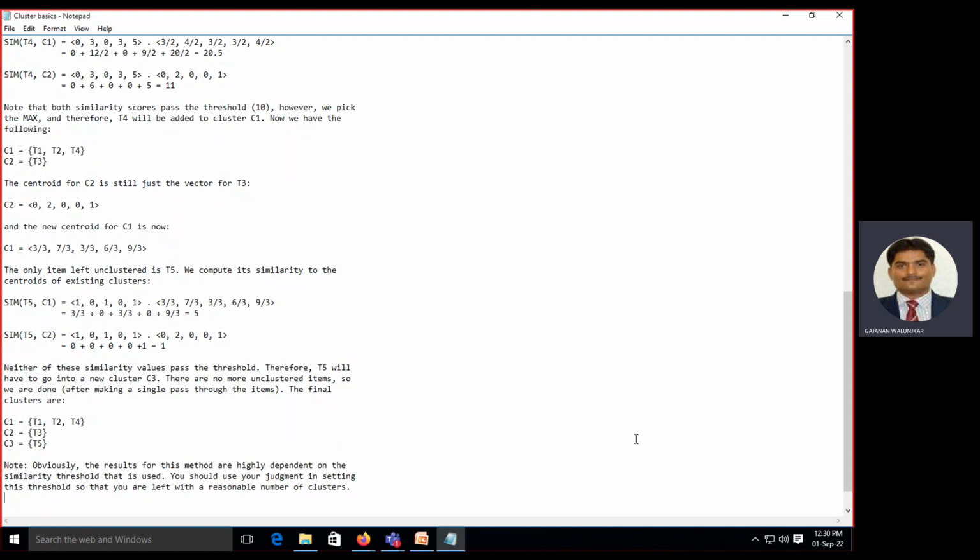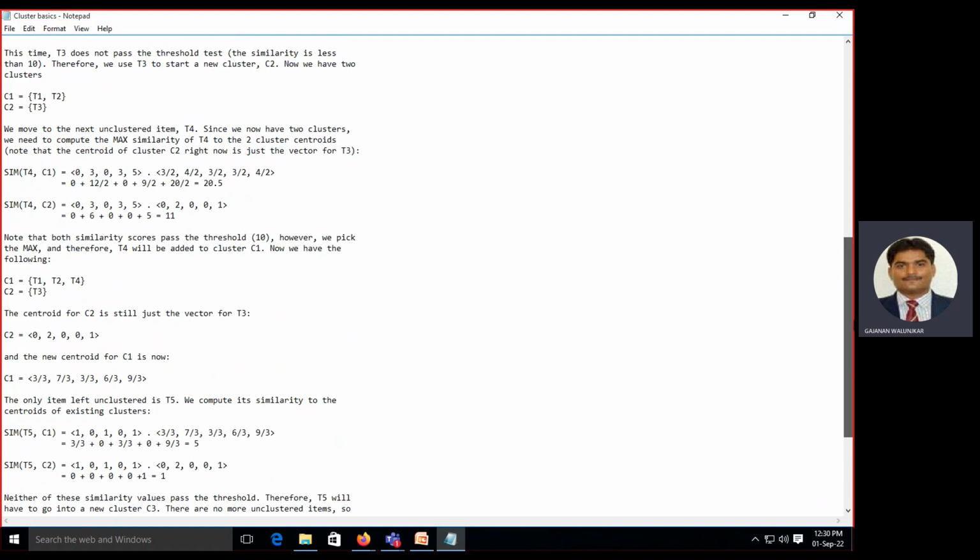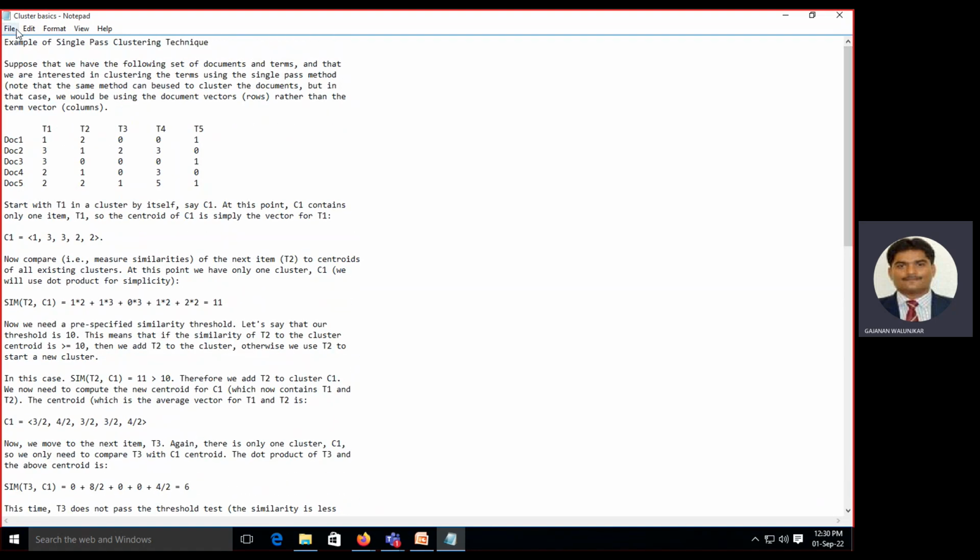Now, as far as your practical is concerned, this particular example you have to consider for your practical implementation, right? So here is an example of single pass clustering. Suppose that we have the following set of documents and their terms. So these are the documents and these are the terms. All of you know that in the compression algorithm, you process, suppose, document 1 and your output is nothing but T1, T2, T3, T4, T5 and their frequency of occurrence, that is this one. So this is the output. Whatever the output of the compression algorithm, you are considering as an input for this single pass algorithm.